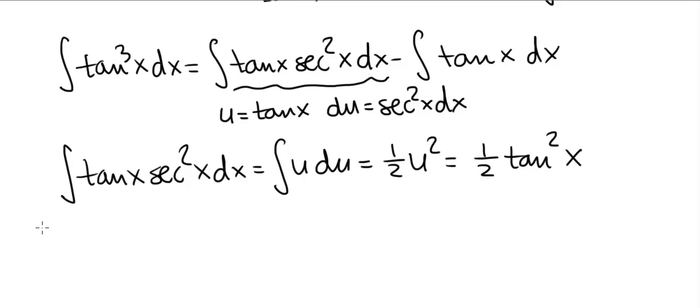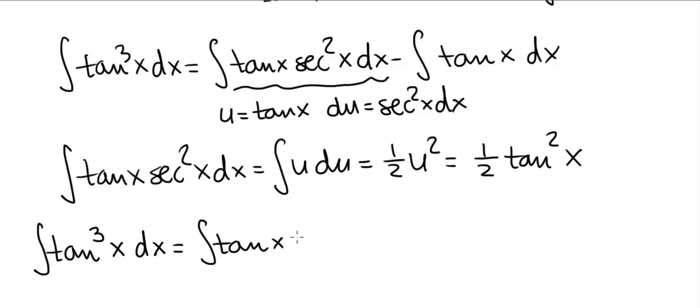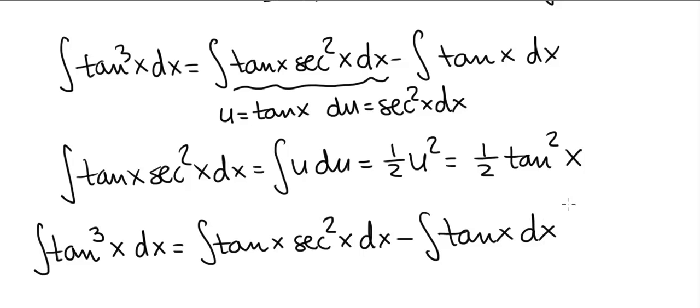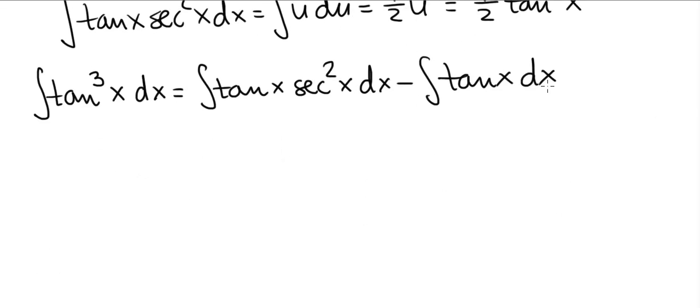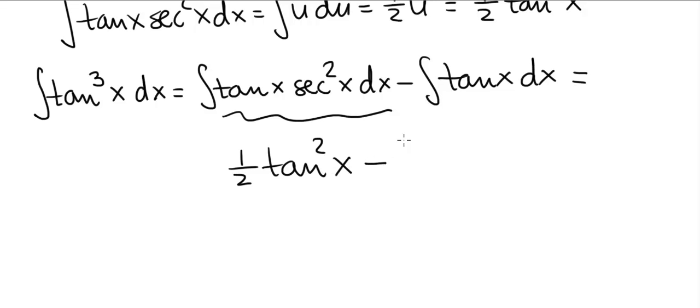So now we return to the integral that we wanted to solve, the integral of tangent cubed. It was the integral of tangent x times secant squared x minus the integral of tangent x. Now we know both integrals on the right. This integral here is 1/2 tan squared of x minus the integral of tangent x, which we just reviewed. It's natural log of absolute value of secant x, and then we can add c at the end.